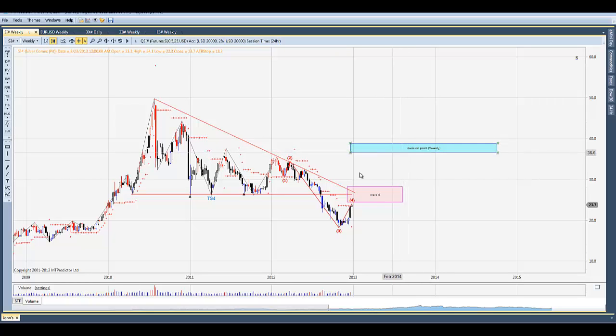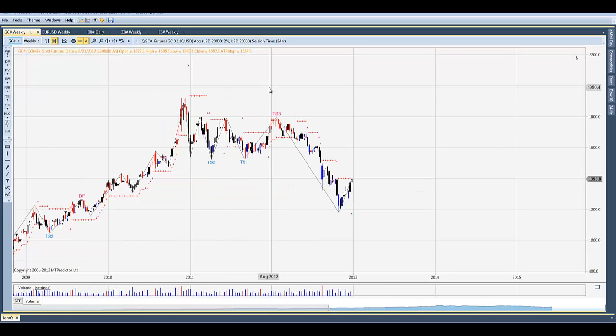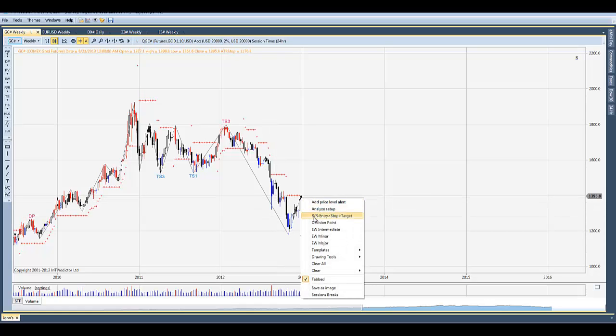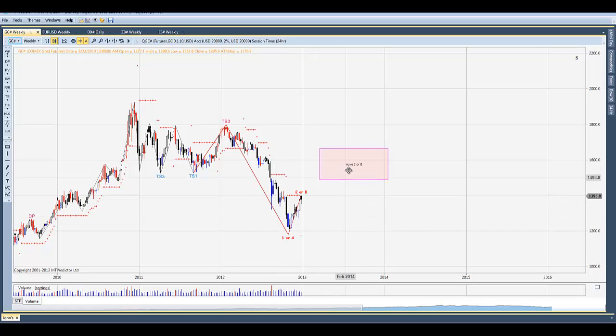All right, so this should be interesting. It's had a nice move up in here, but this is going to be a critical area, I think, for silver. And if we want to look at gold here, this is the weekly chart of gold. Just see the pattern there. Potential wave 2 or B.